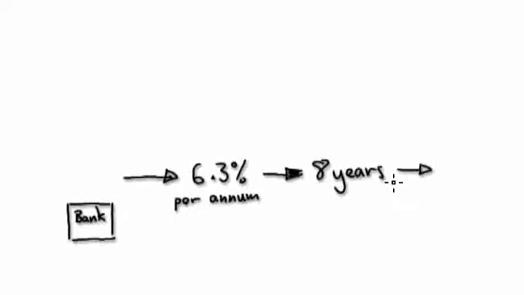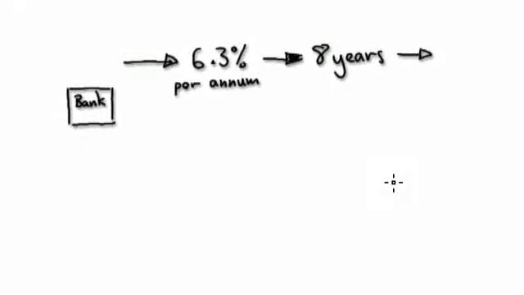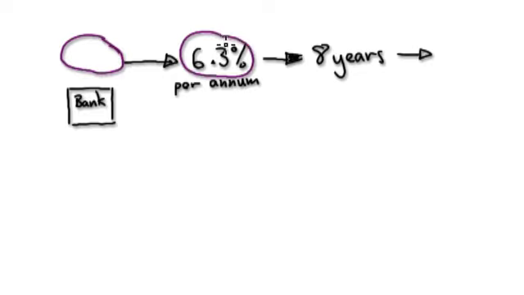Now I'm going to show you how to do reverse compound interest. Let's say you invest a certain amount into a bank. It's giving you 6.3% interest per annum. Annum means per year. So every year this bank is going to give you 6.3% interest, and you're going to leave your money there for 8 years.